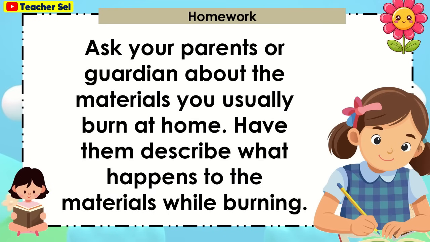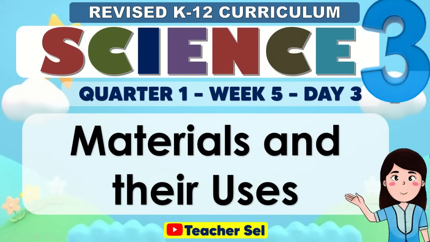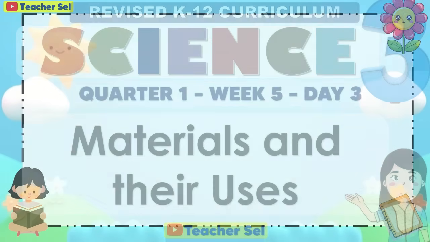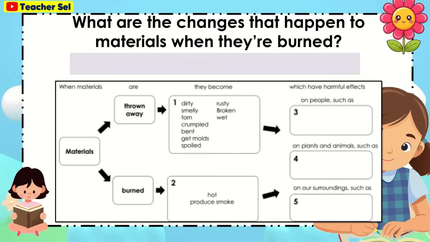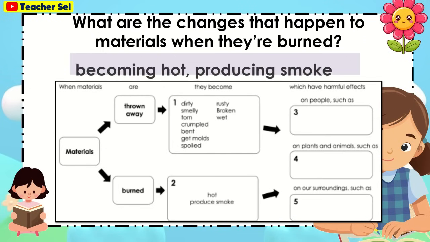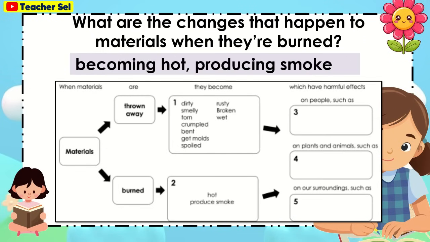Ask your parents or guardian about the materials you usually burn at home. Have them describe what happens to the materials while burning. This will be your homework for day 3. What are the changes that happen to materials when they're burned? Becoming hot and producing smoke.